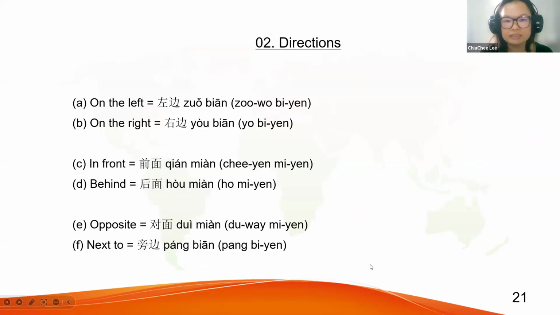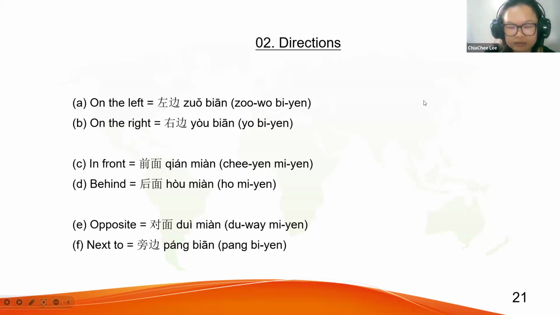So we have all together 3 pairs and 6 directions. The first pair: on the left, 左边, and on the right, 右边. How to differentiate 左边 and 右边? Later I tell you. Then we have in front, 前面, and behind, 后面. Then the last pair, the opposite, 对面, and parallel, level, next to, 旁边.